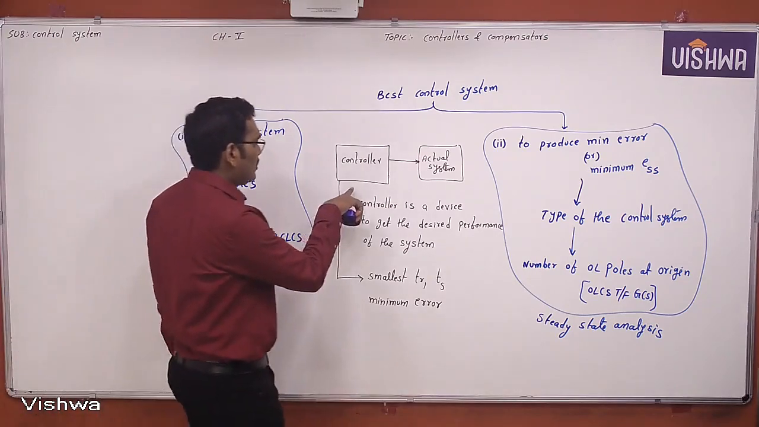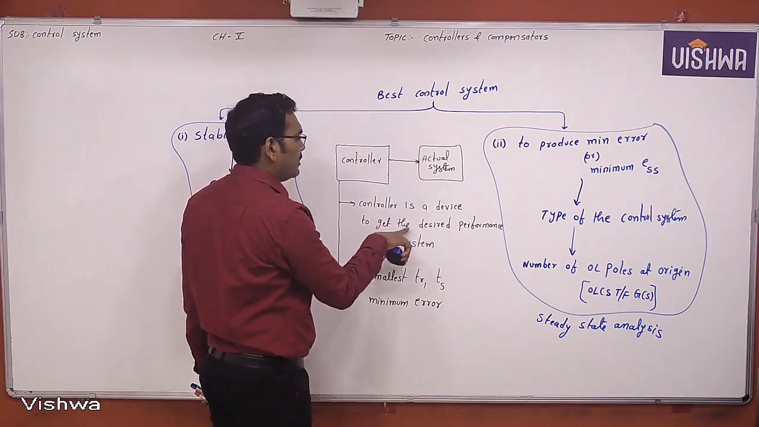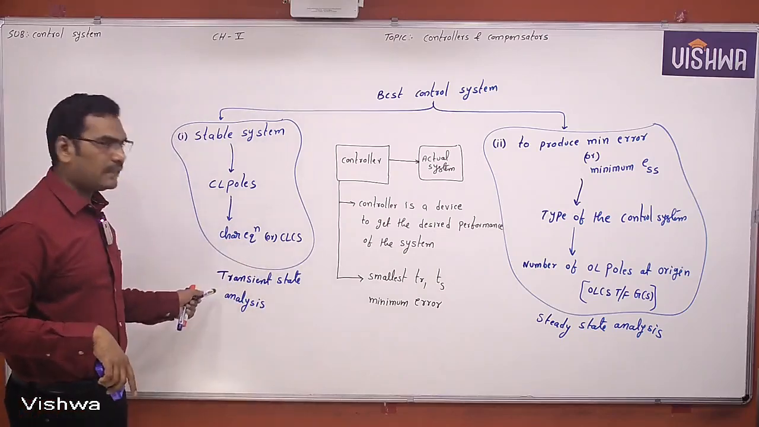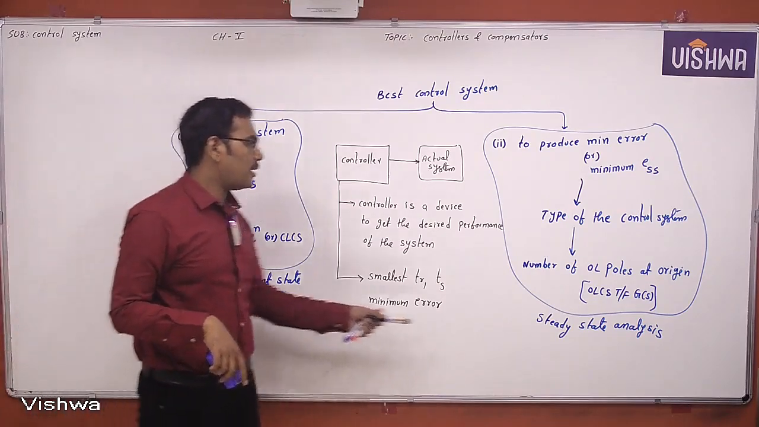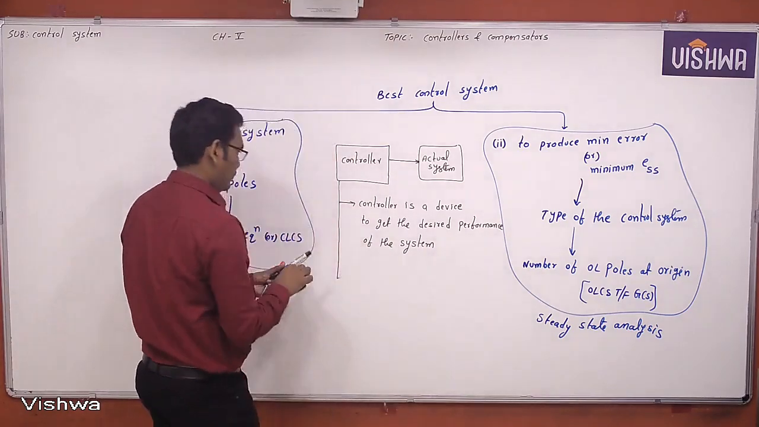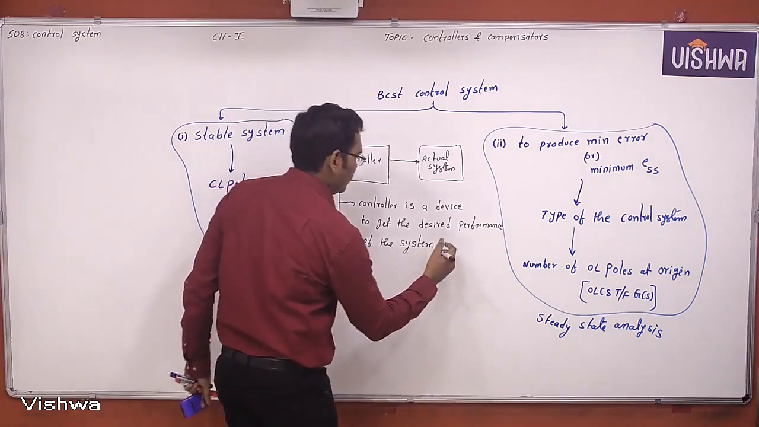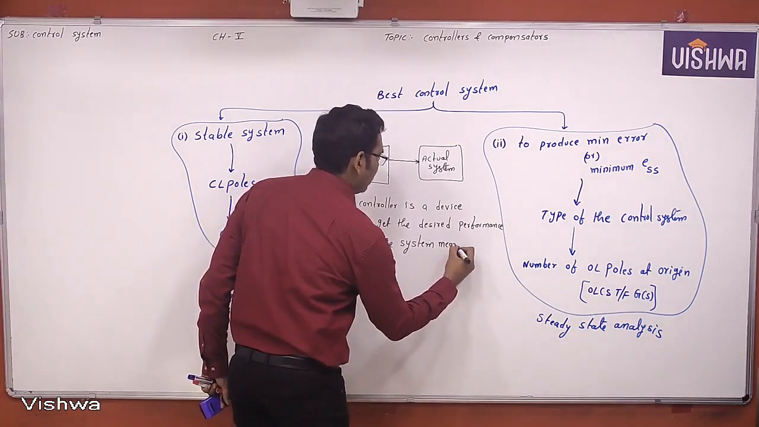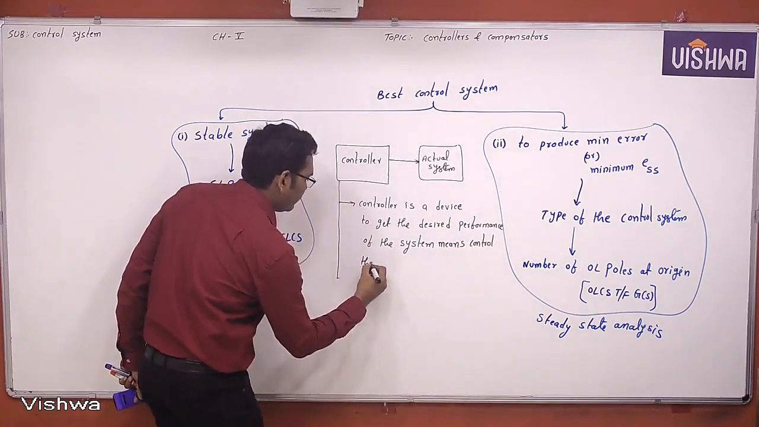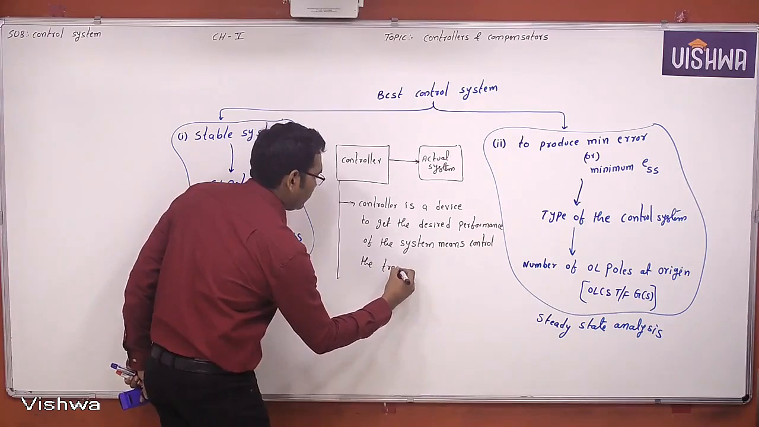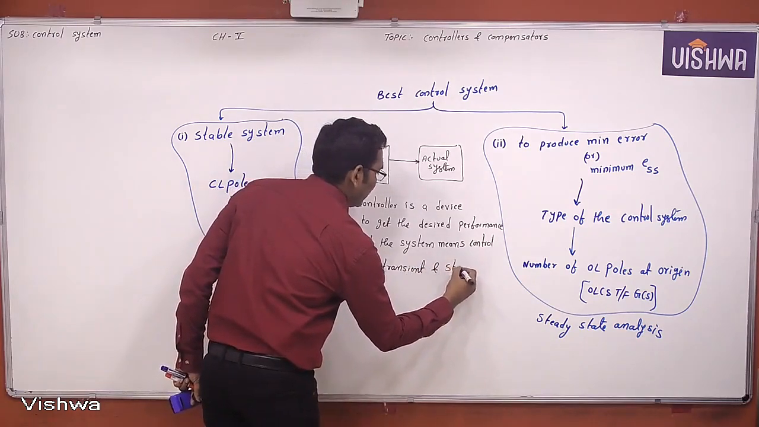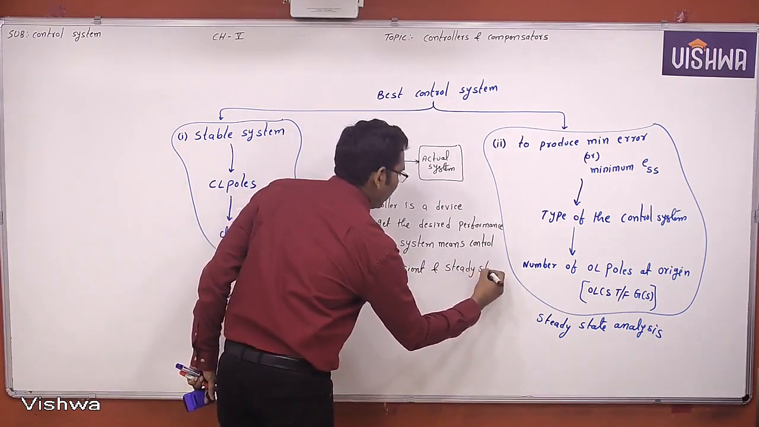Okay, so this controller is a device to get the desired performance of the system. The desired performance of the system is nothing but that it controls the transient state analysis or the steady state analysis. You write that point also. Desired performance of the system means control the transient and steady state behavior.